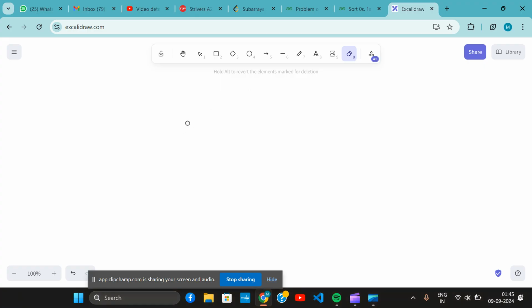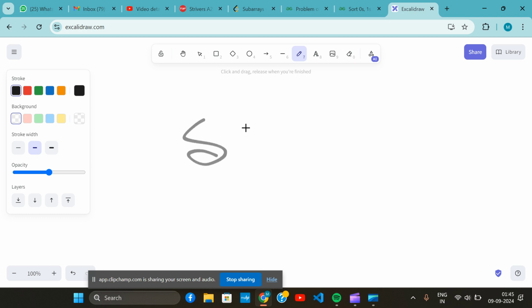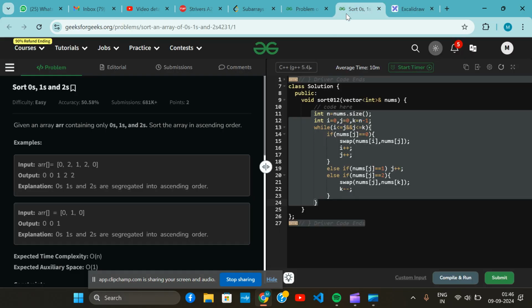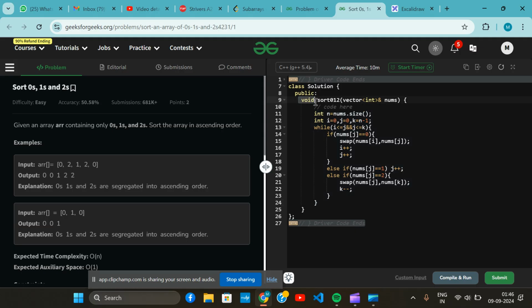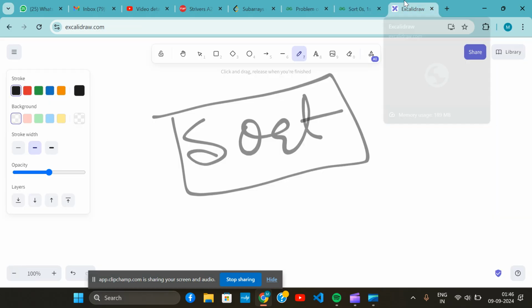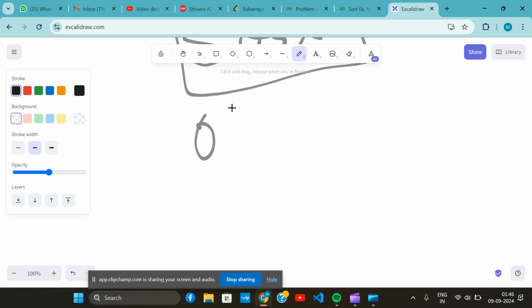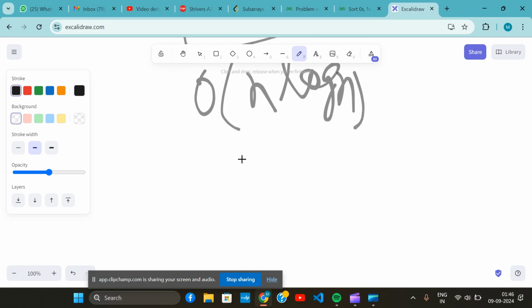Okay, so the first approach that you can think of is that we can directly sort our array. We don't have to return anything. We only have to sort, and they already take care of the rest of the things. So that is our brute force approach, with time complexity of big O of n log n and space complexity of big O of one.